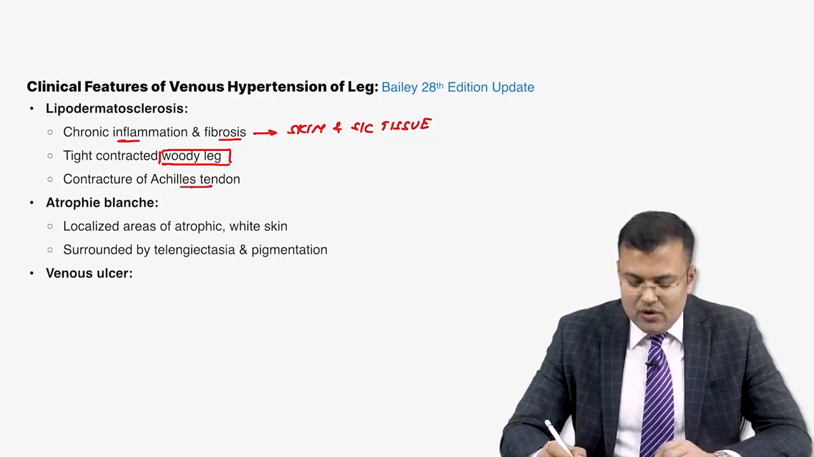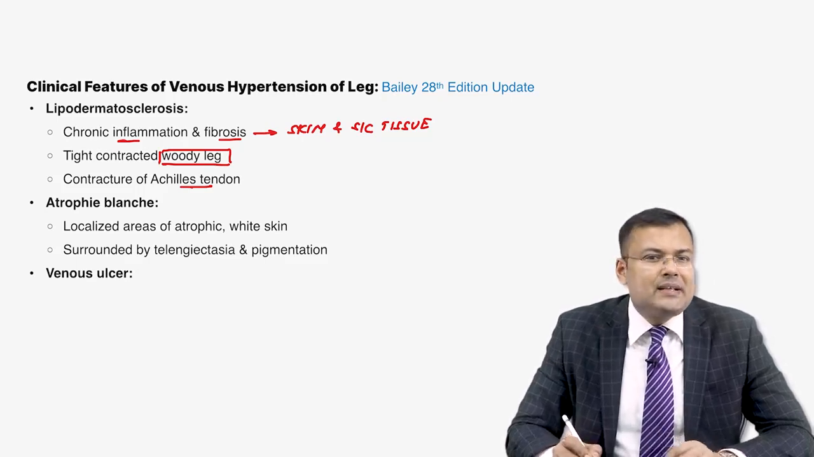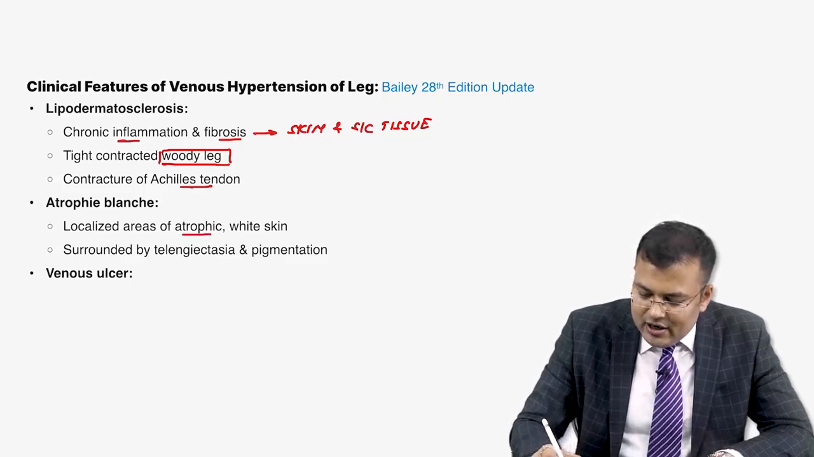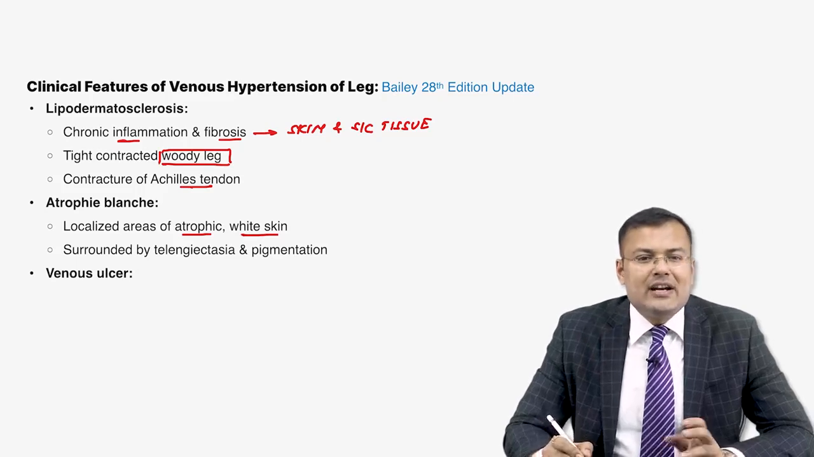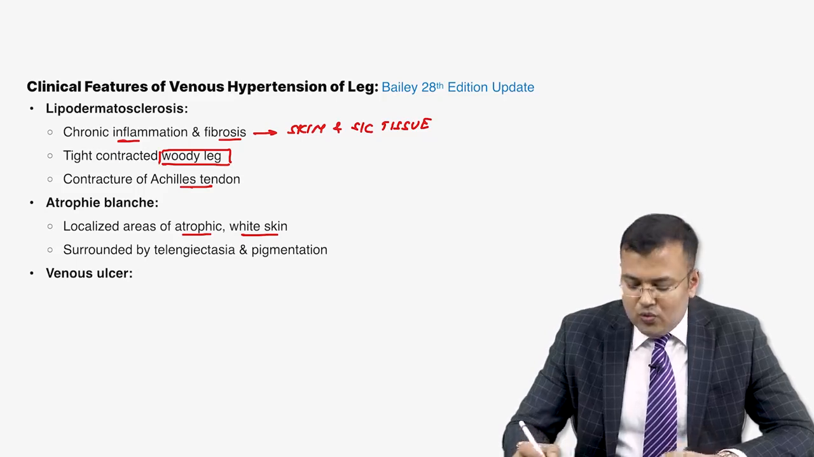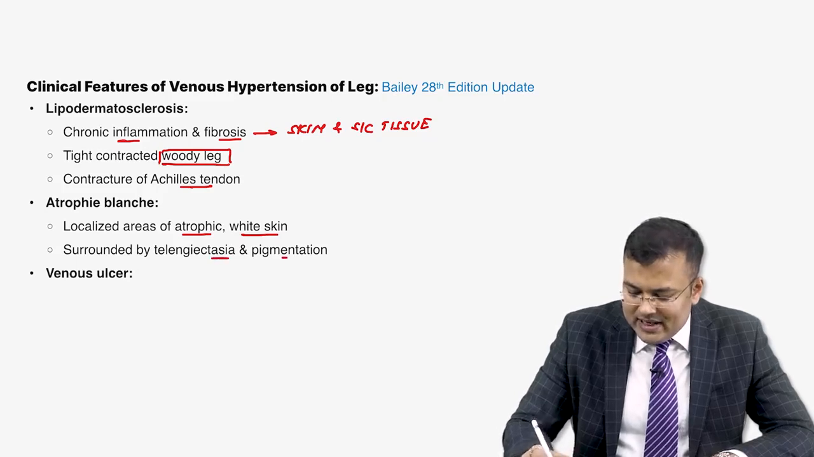There is another term: atrophie blanche. Atrophy means obviously atrophic, and blanche means white skin. So these patients have a localized area of atrophic white skin. Atrophie blanche, yes, atrophic white skin. Now, what happens? This atrophie blanche is actually surrounded by telangiectasia and pigmentation.